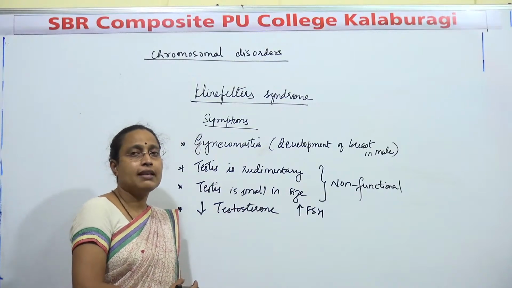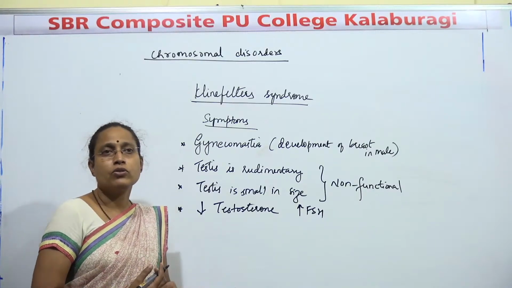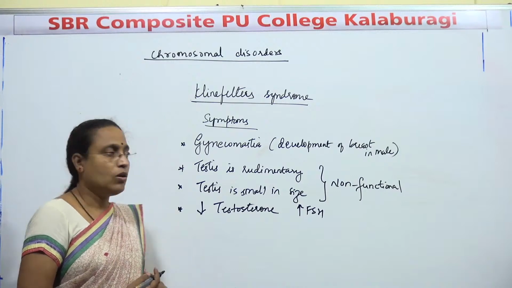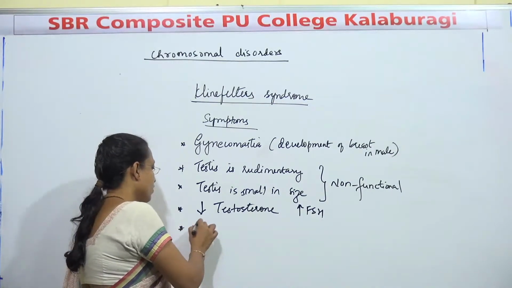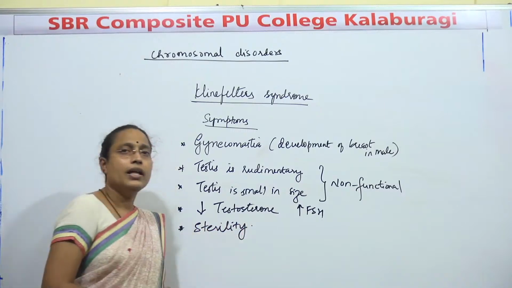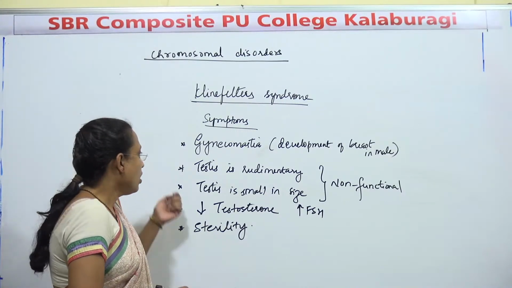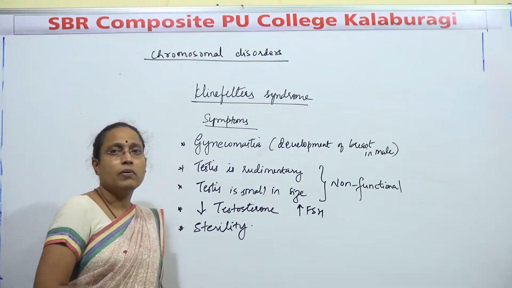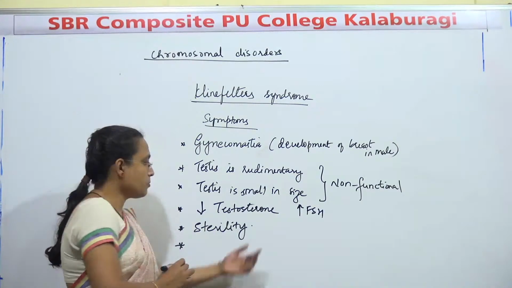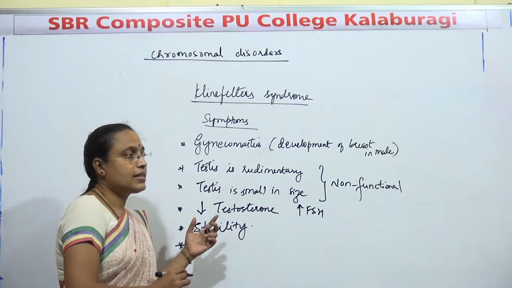When testosterone is less, it definitely affects spermatogenesis, and therefore sperms are not produced sufficiently, and such individuals will be incapable of producing children. Infertility or sterility will be there. These are some of the symptoms. Since testosterone is low, spermatogenesis is impaired and sterility is there.